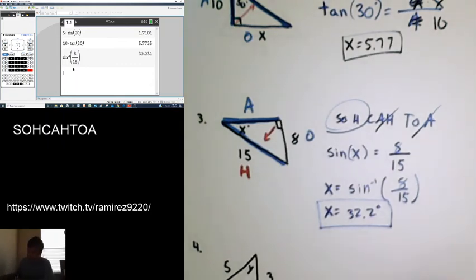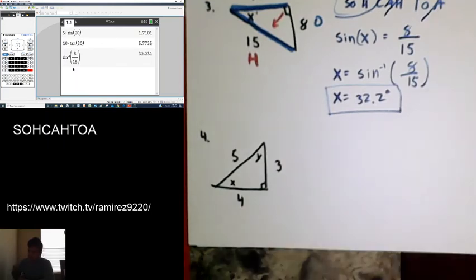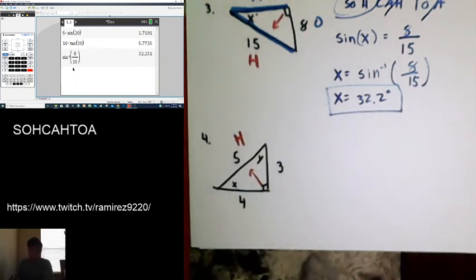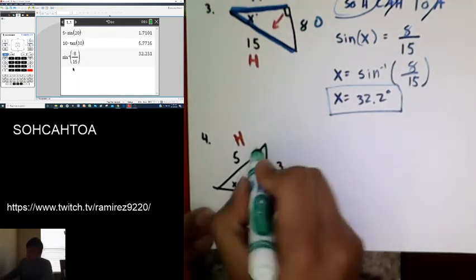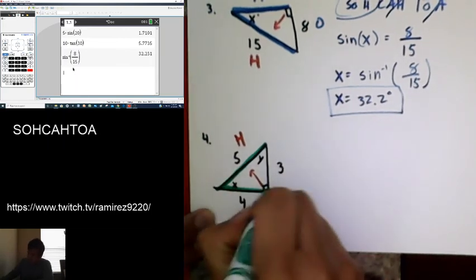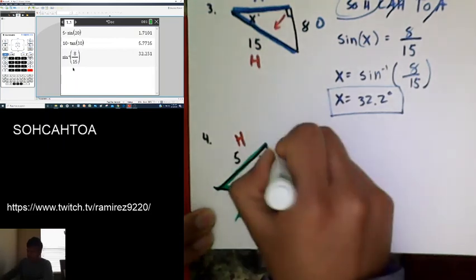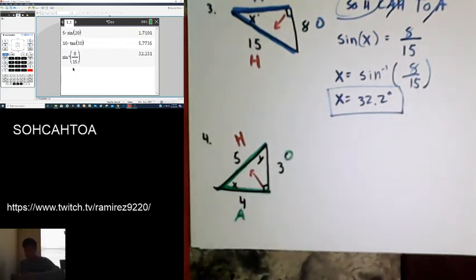Number 4. On number 4, you're given all 3 sides, and you're being asked to find both angles. So again, first things first, label your hypotenuse. Next, label the angle that you know. Now on this one, you're looking for both of them, and here's the thing, just pick one. It doesn't matter which one. I'm just going to go ahead and pick this one in the bottom, X. So I'm going to label it. And now that I did that, this has to be my A, and this has to be my O.